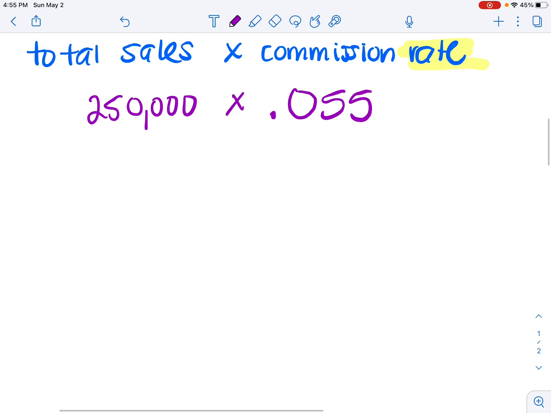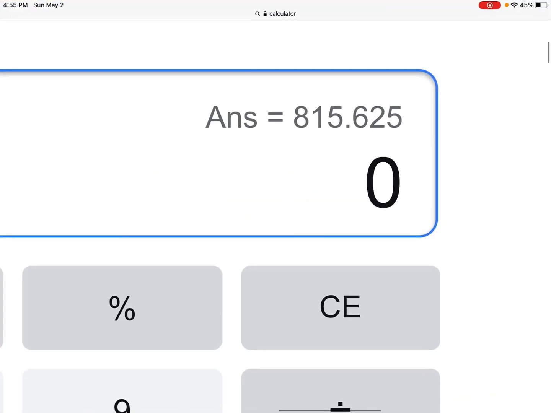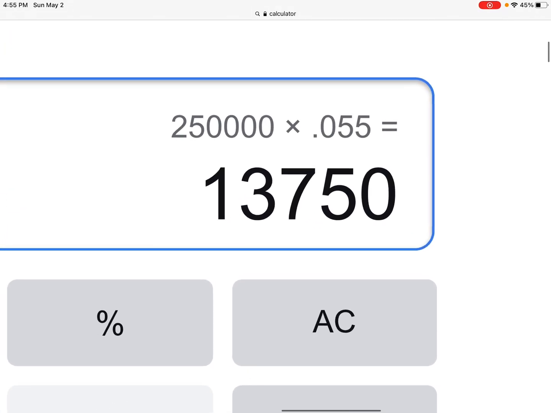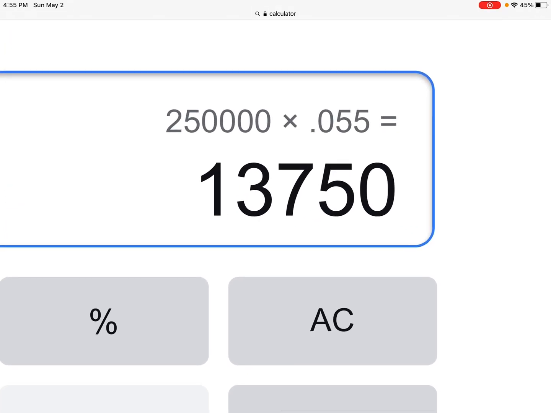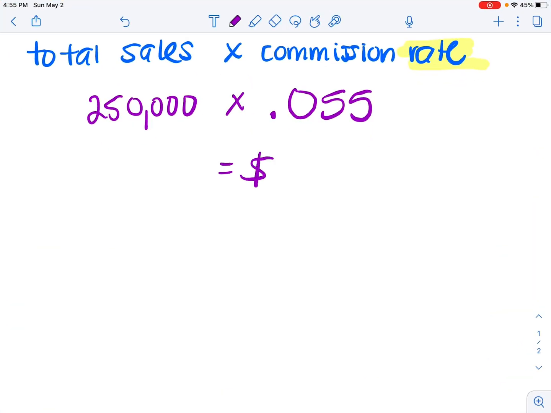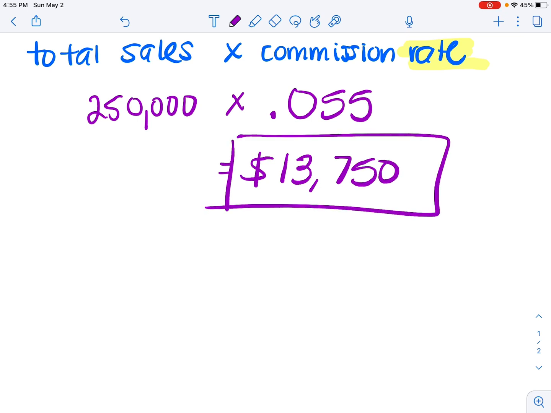We have our 2 numbers, everything we need. Calculator does the rest. So 250,000 has enough zeros, I believe, times 0.055, final answer, no rounding necessary, 13,750. And there we go. That is our final answer.